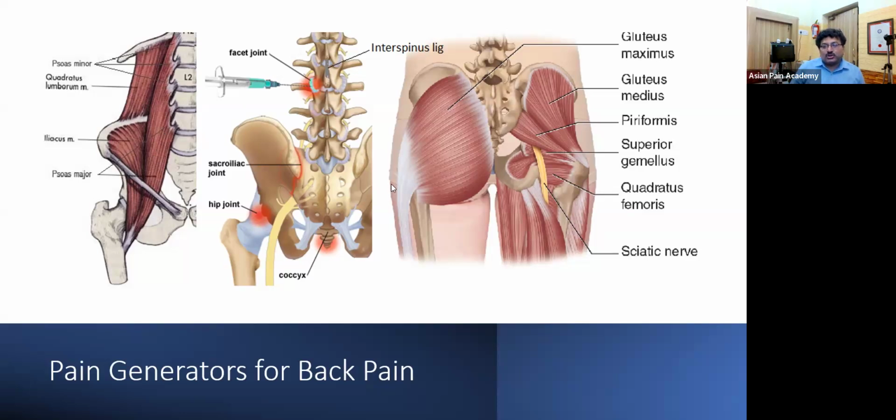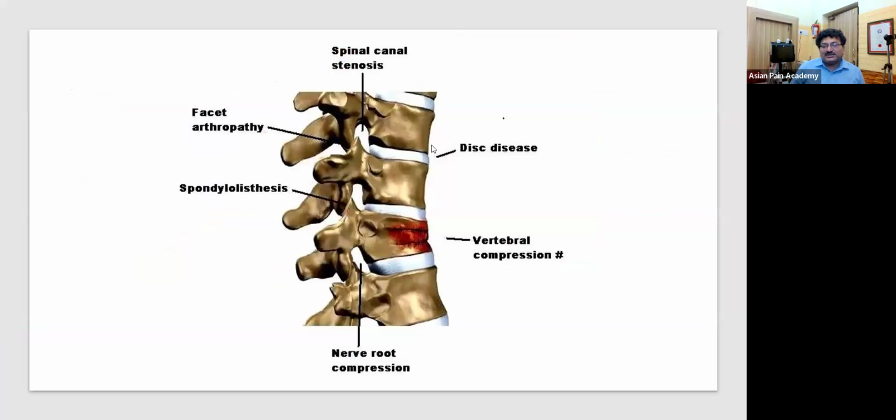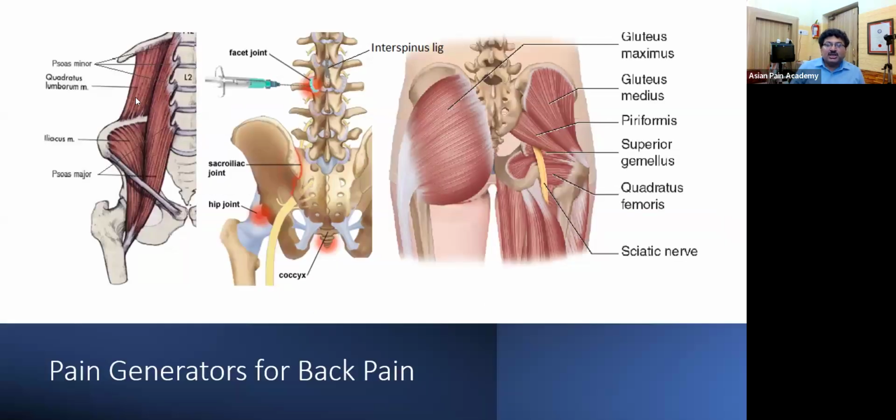So in short, if we go back, we can say the common causes of back pain are disc disorders, facet arthropathies, sacroiliac arthropathies, spinal stenosis, vertebral compression fracture, disc herniation, and disorders related to muscles like piriformis, quadratus lumborum, and psoas. They can all cause back pain.